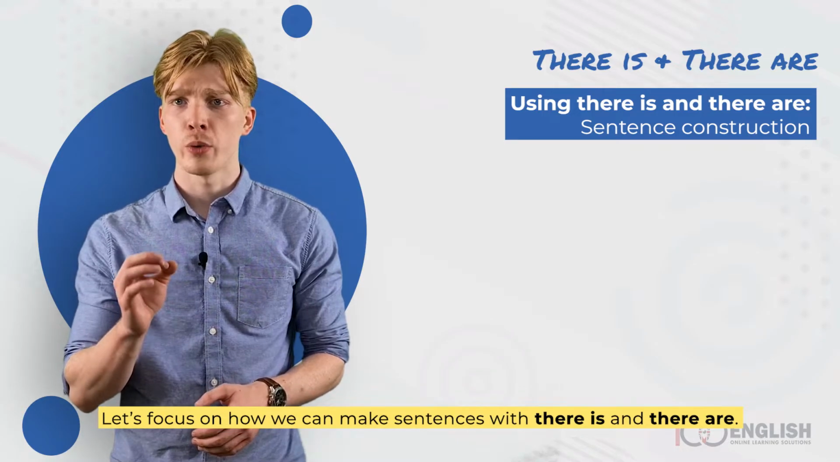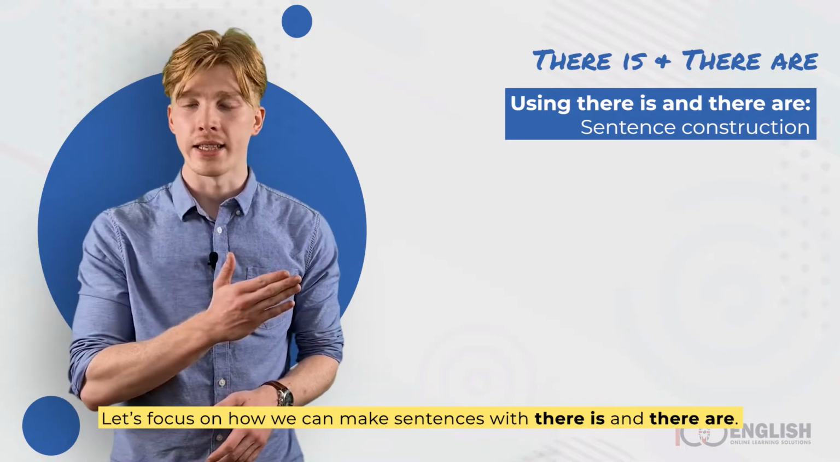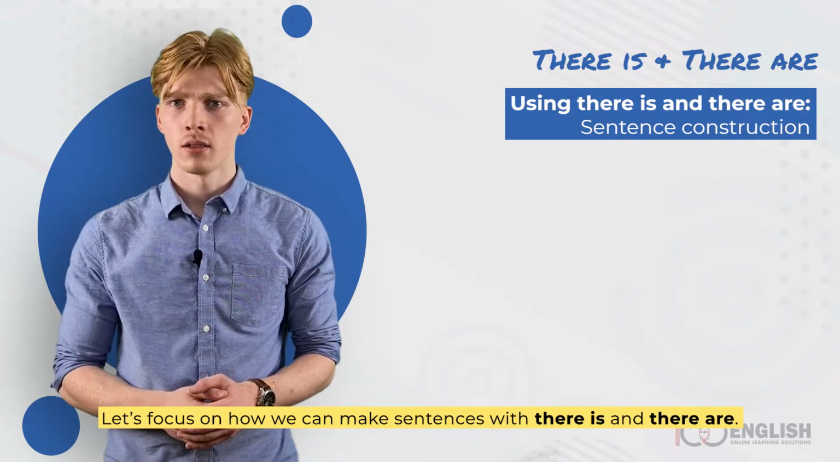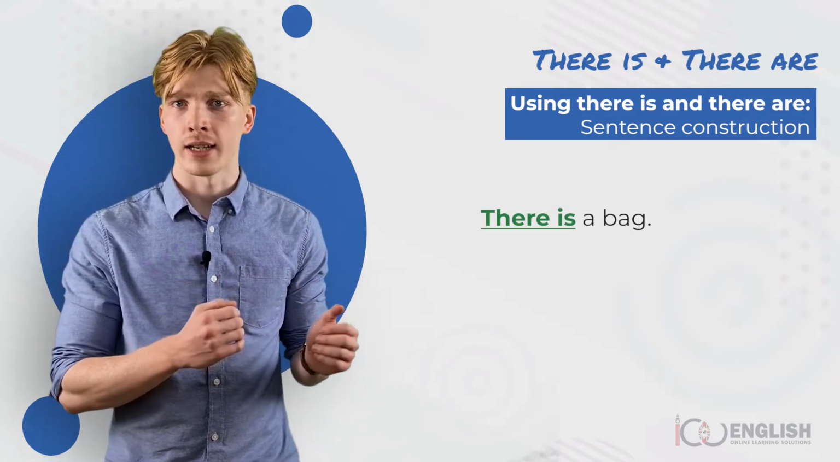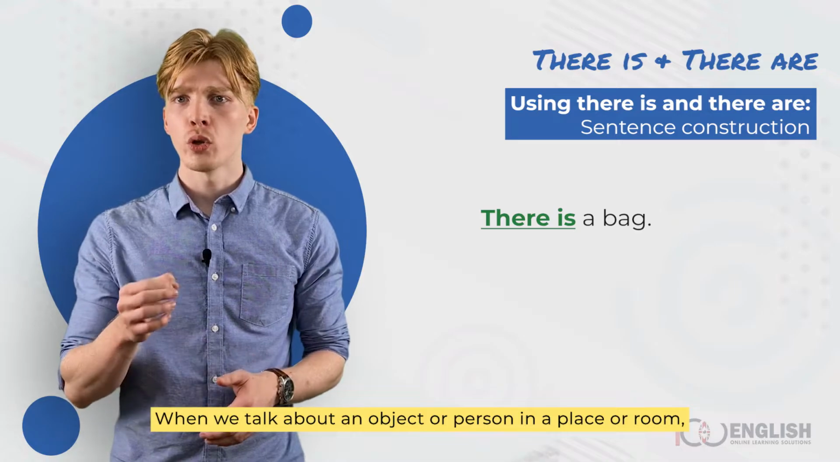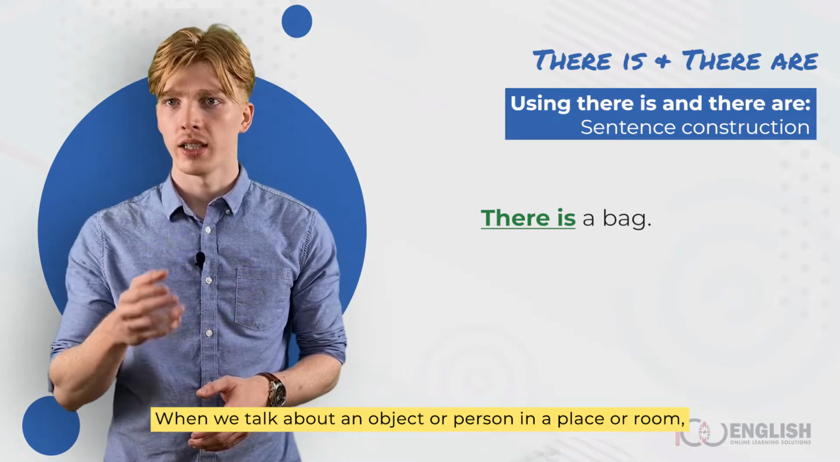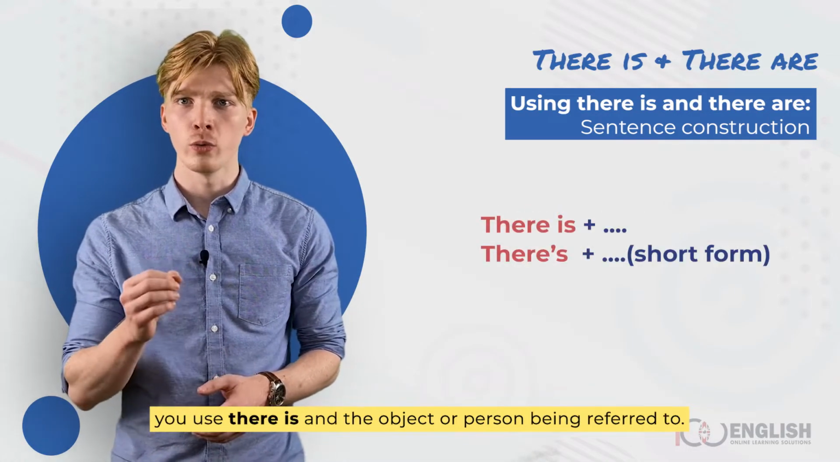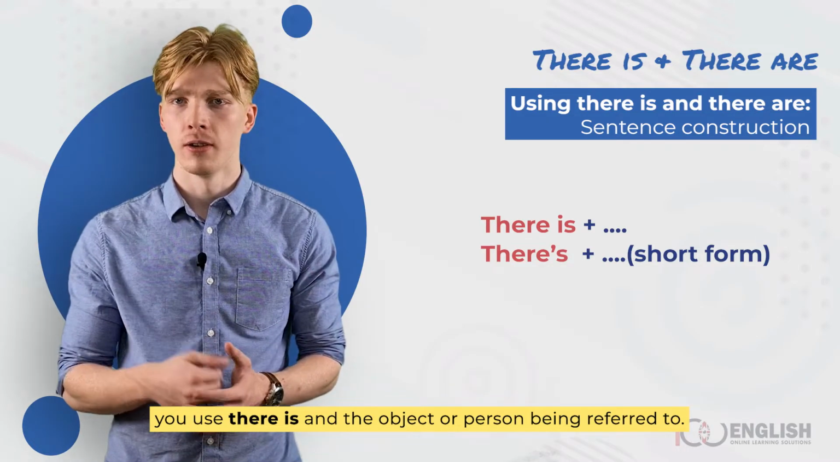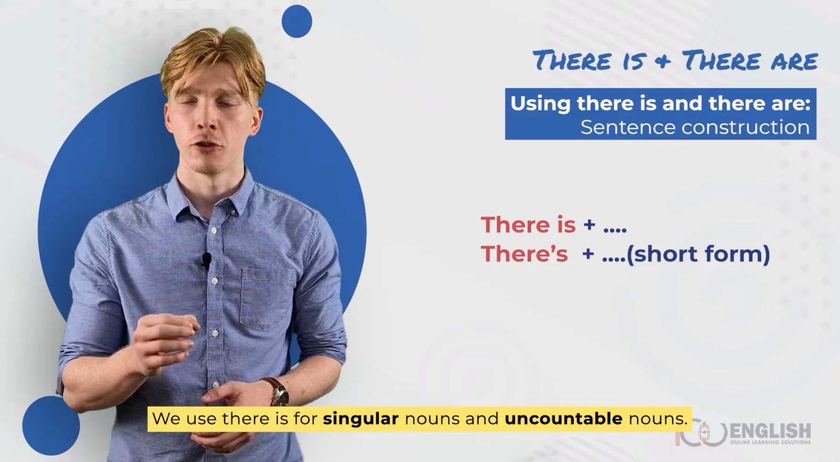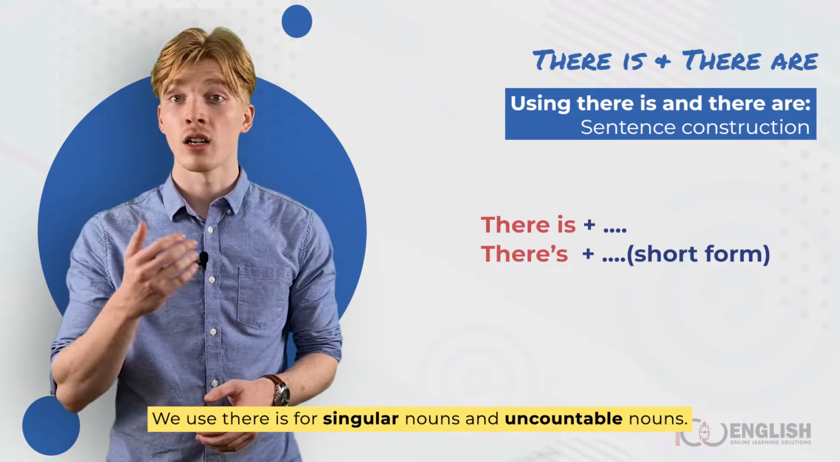Let's focus on how we can make sentences with there is and there are. In the first example, I said, there is a bag. When we talk about an object or a person in a place or room, we use there is and the object or person being referred to. We use there is for singular nouns and uncountable nouns.